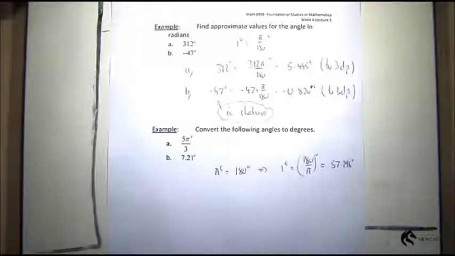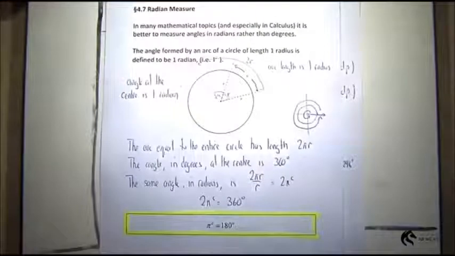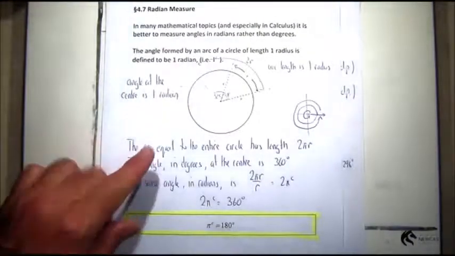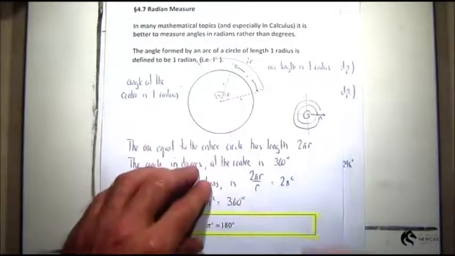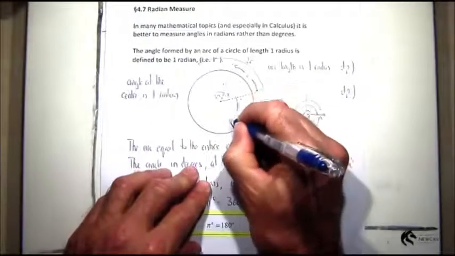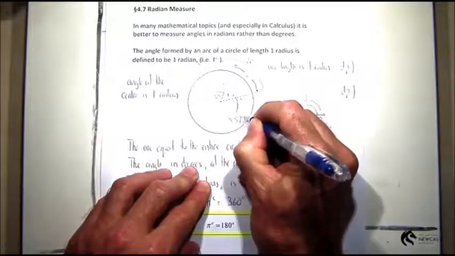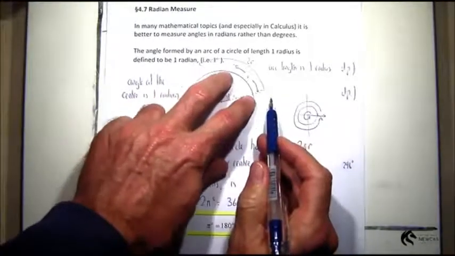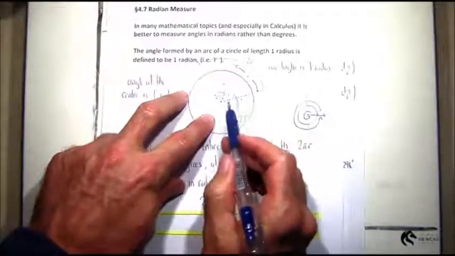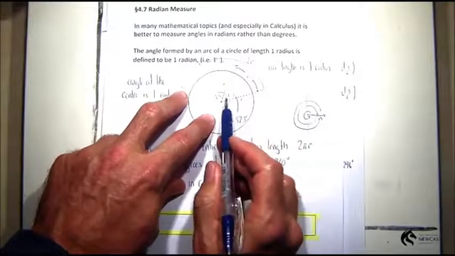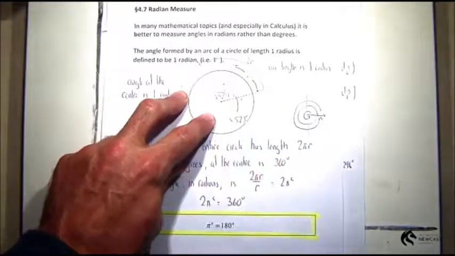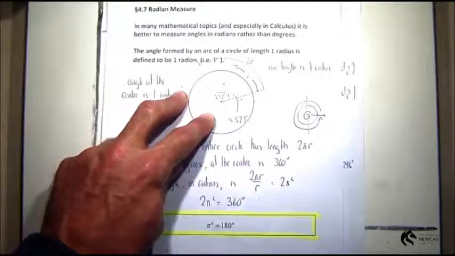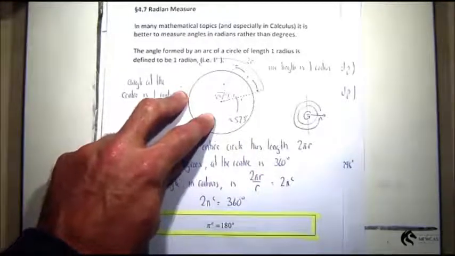So if we were to go back to this diagram here, this angle there of 1 radian turns out to be about 57.3 degrees. So to cut off an arc that's the same length as the radius of the circle, the angle in the middle has to be around 57.3 degrees. That's what it says.